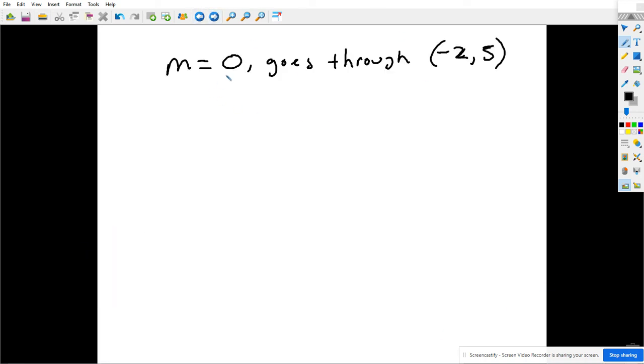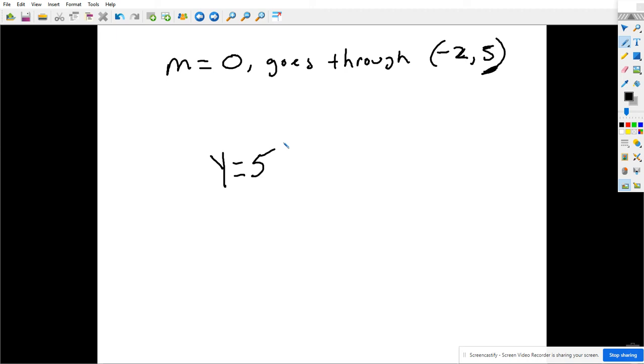And likewise, m equals 0 goes through (-2, 5). Well, what kind of line has a slope of 0? That would be a horizontal line. And a horizontal line is always the equation y equals. And now, what's the y value that I want it to go through? 5. So it would just be y equals 5.